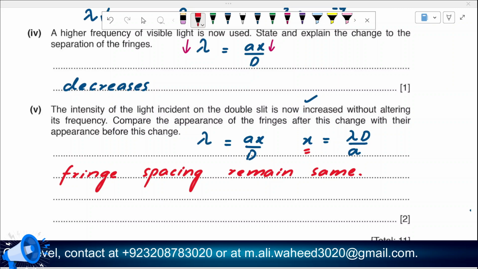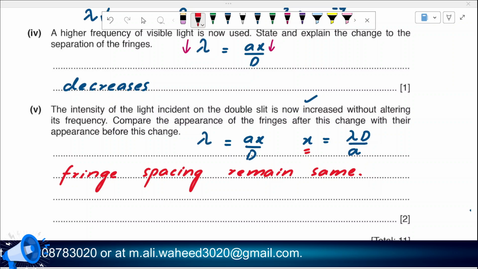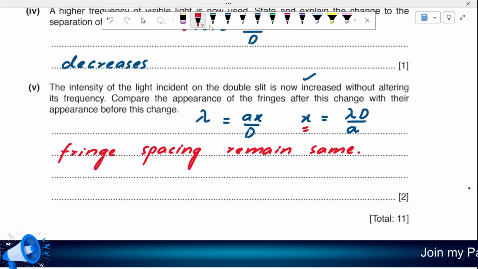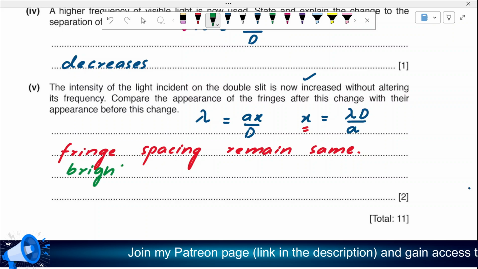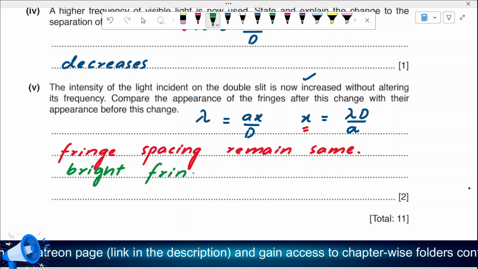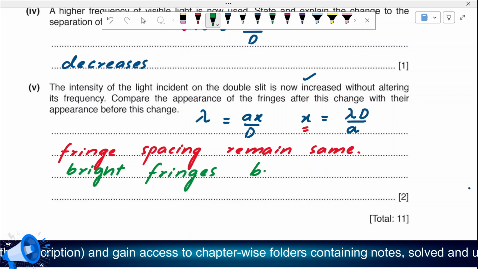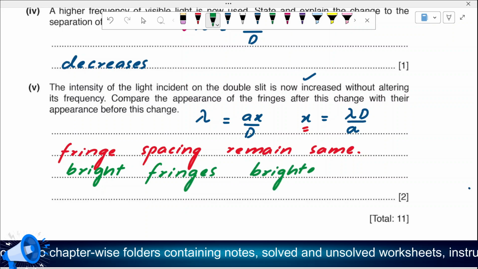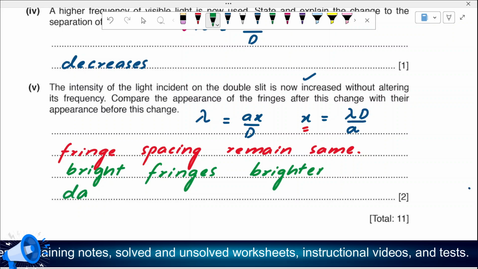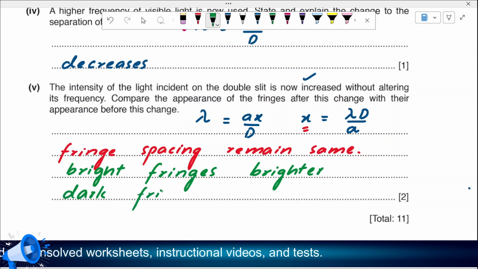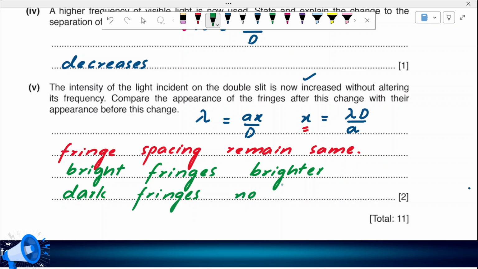But what happens to the fringe pattern? If you have increased the intensity, the amplitude of the light would be increased, and now your bright fringes would be brighter. And dark fringes, same, because at the dark fringes, pure destructive interference takes place even if you have increased the amplitude.